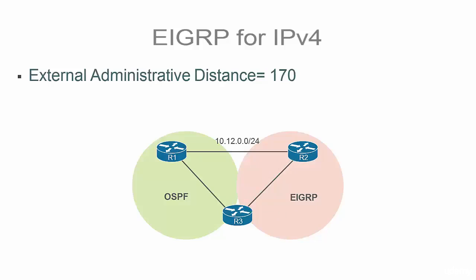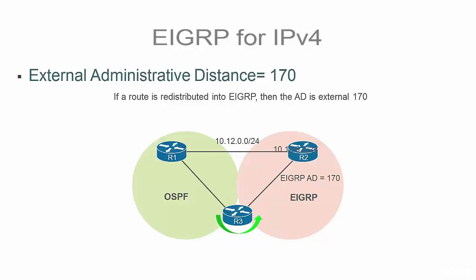One thing unique about EIGRP when compared to RIP and OSPF is that it has an external administrative distance of 170. The external administrative distance comes into play when routes are redistributed into EIGRP. So for example, if R3 were to learn a route from OSPF and then redistribute it into EIGRP, then that route would have an administrative distance of 170. So we're only going to use the internal administrative distance of 90 that we previously discussed if the route was actually generated from the EIGRP autonomous system.